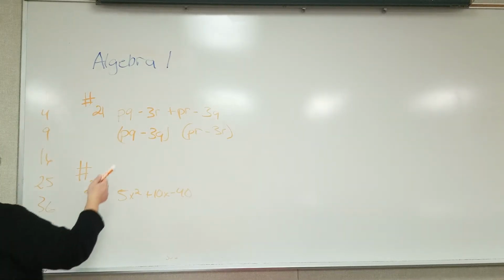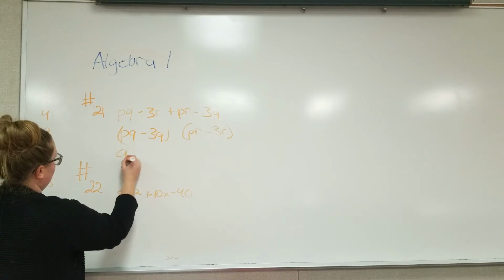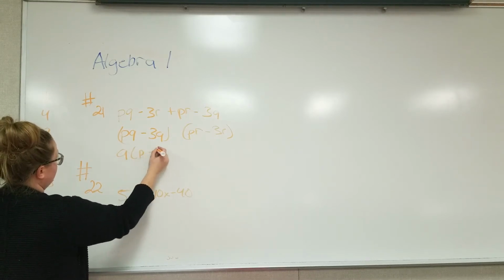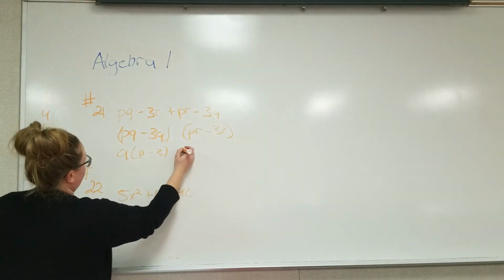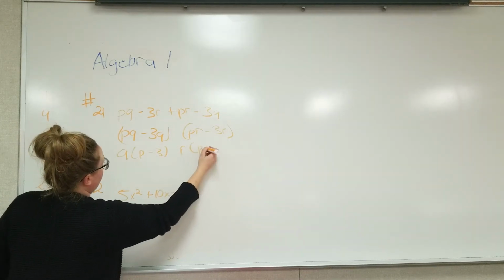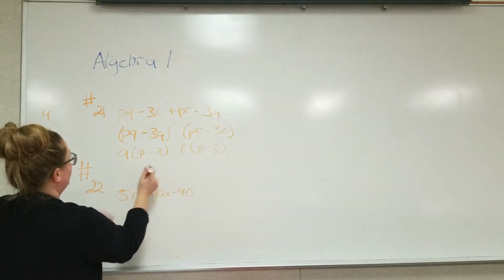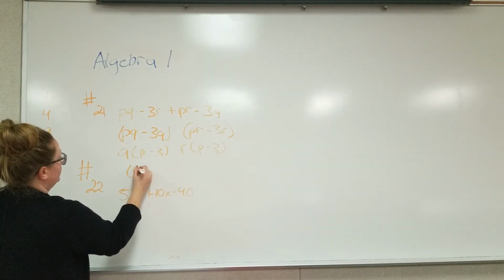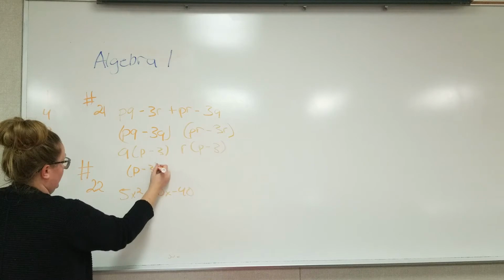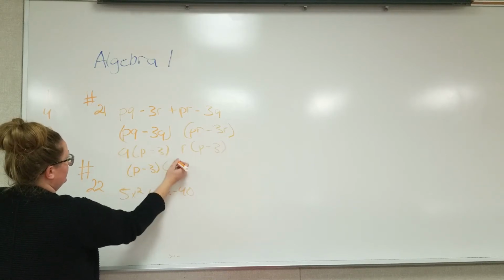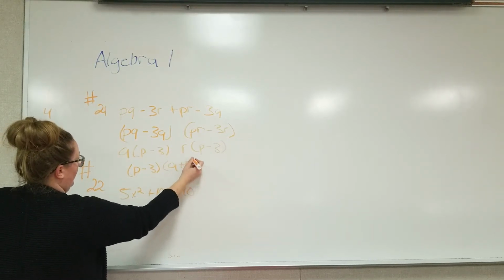So here we're going to take out a q. So take out the q, we're left with p minus 3. And on this one, we'll take out the r, and so we're left with p minus 3. So when you do this, these two should match. That's one term. One term should be p minus 3. And then the other one should be these two terms, q plus r, all right?